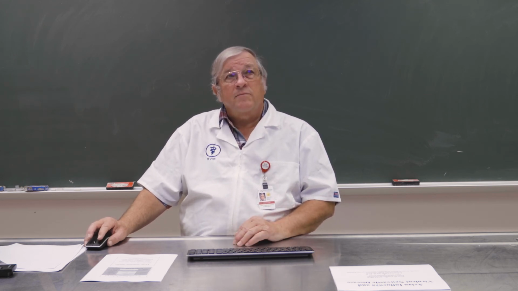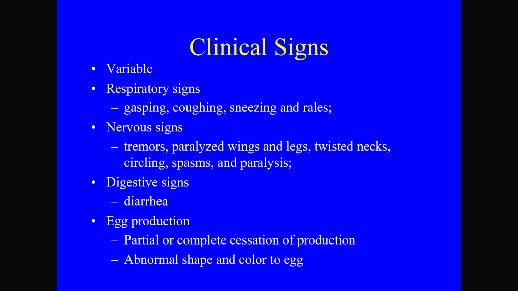Clinical signs. We have variable clinical signs, and those clinical signs can be respiratory, where we have gasping, coughing, sneezing, and rales, and these signs are dependent upon if it is the lentogenic or the mesogenic or the velogenic. We can have nervous signs. The nervous signs can be things like paralyzed wings, paralyzed legs, twisting of the head and neck, tremors, circling, spasms, and then varying degrees of paralysis.